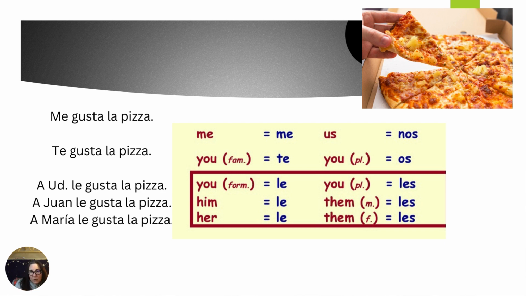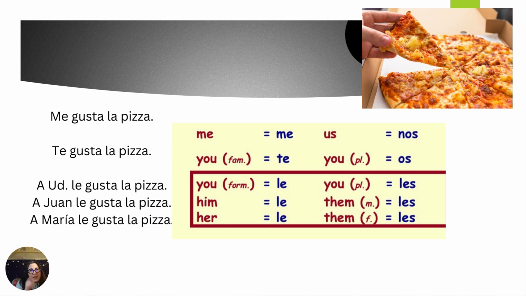So, me gusta la pizza. The pizza is pleasing to me. Te gusta la pizza. The pizza is pleasing to you. Now look at our third person singular here. Usted, Juan, and Maria.